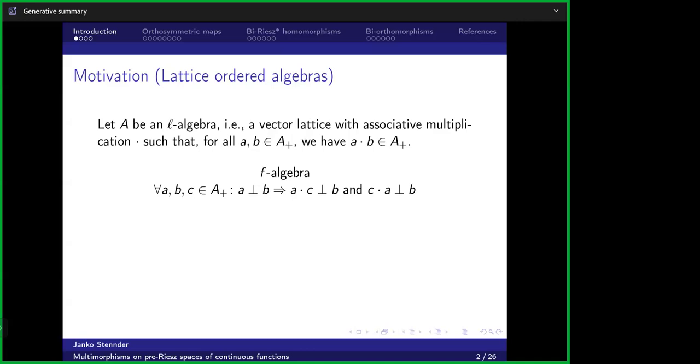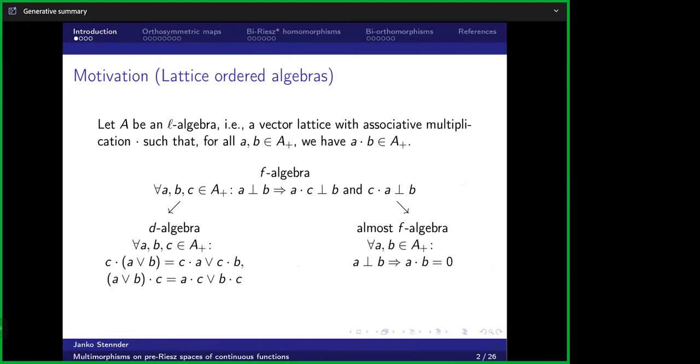And what an F algebra is now is that if I have two disjoint elements, and I multiply one of the two elements with another element, then this should preserve the disjointness. And this is supposed to hold for every combination of three positive elements. And this now gives you lots of structure. F algebras are very well investigated, very nice algebras. You can prove lots of things. And they have two distortions which also appear naturally when you study F algebras. They have a little less structure, so they're less strong. So every F algebra is a d algebra and an almost F algebra.